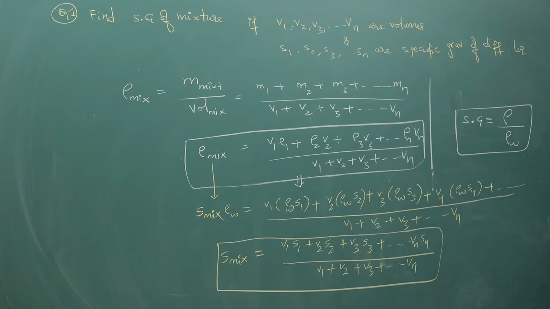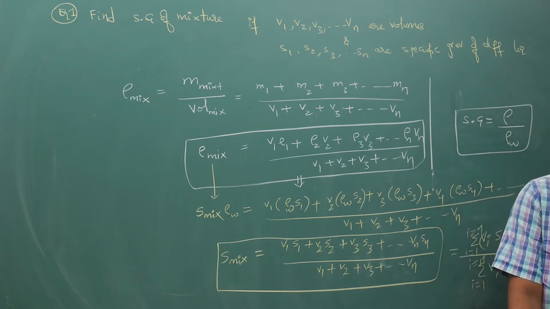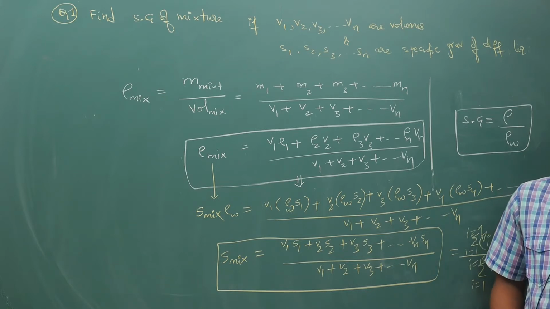So your answer is sigma of Vi Si by sigma of Vi, from i equal to 1 to i equal to n. Like this you are supposed to do the question.